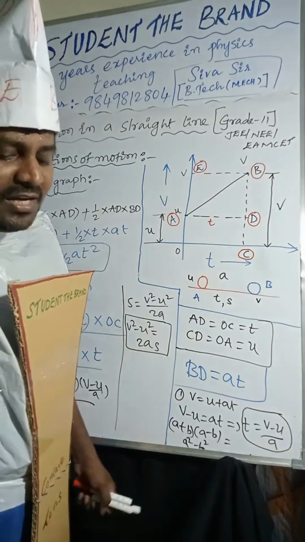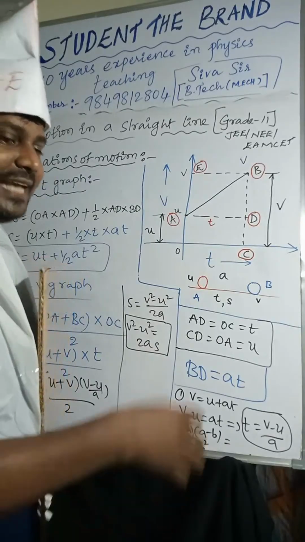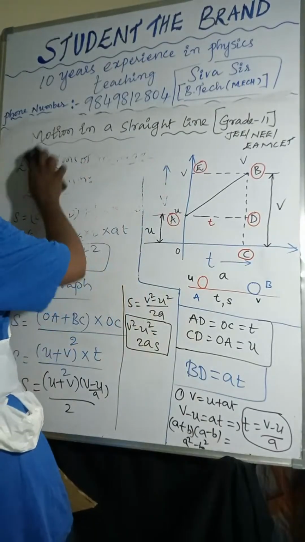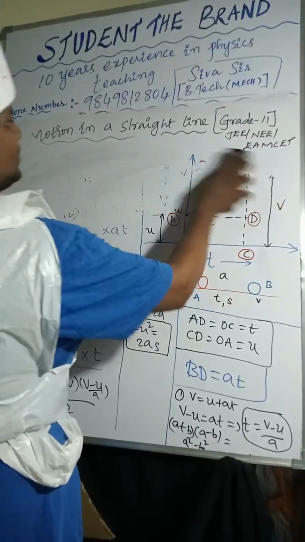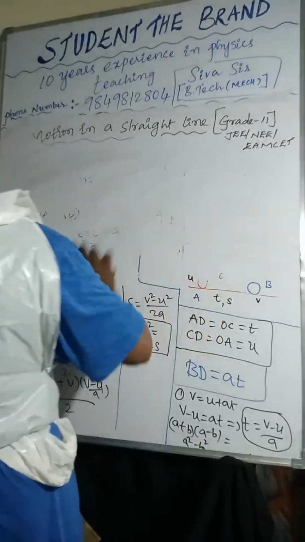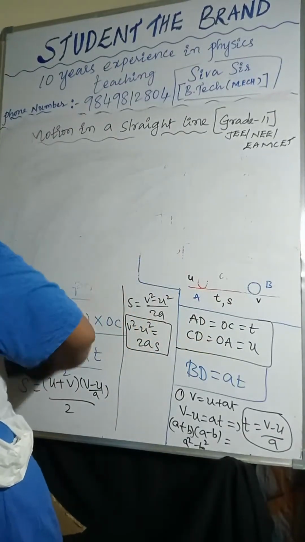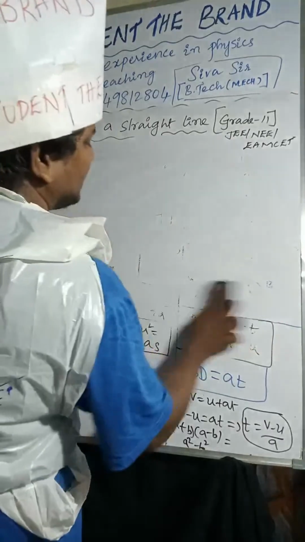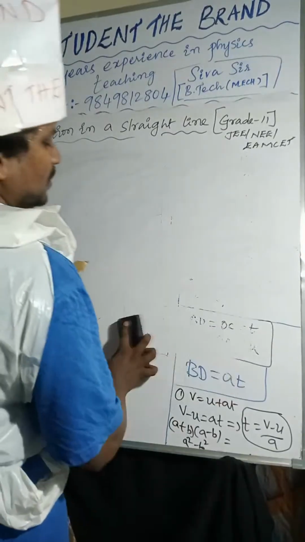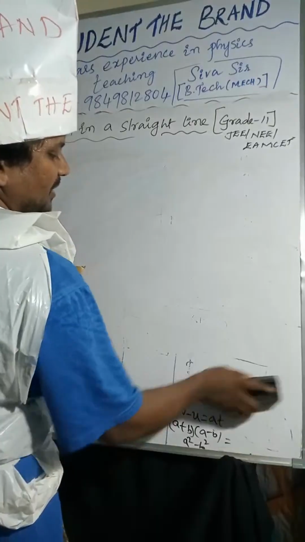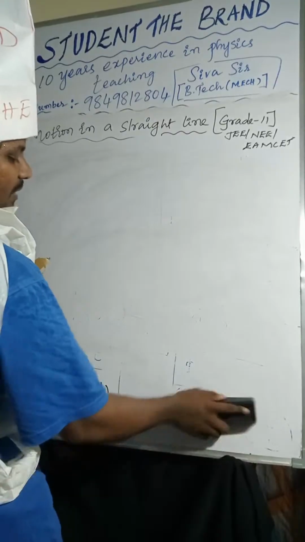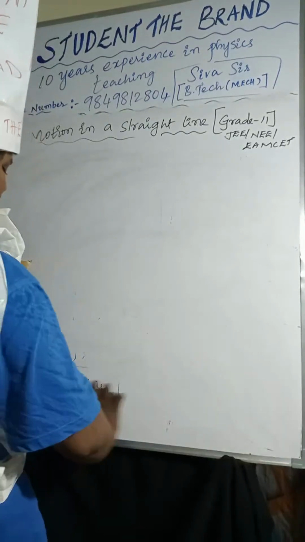So we know this one. But the same equations I will explain in the form of integration. With the integration method I will explain these three equations: v equal to u plus at, s equal to ut plus half at square, and v square minus u square equal to 2as. Just carefully observe, so be ready for the explanation.